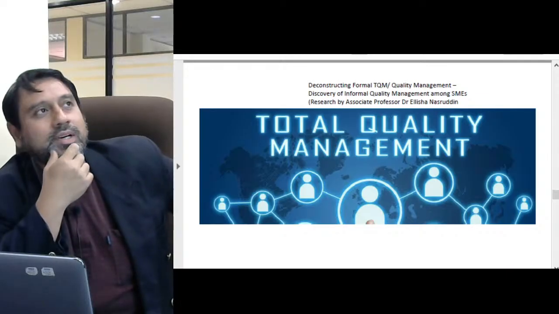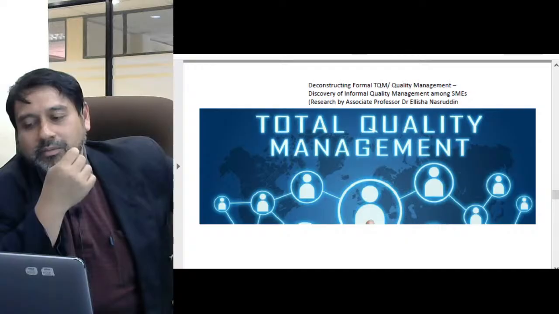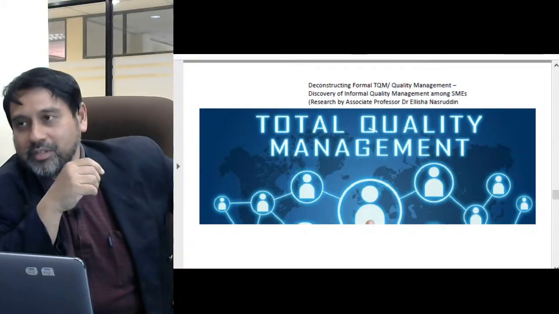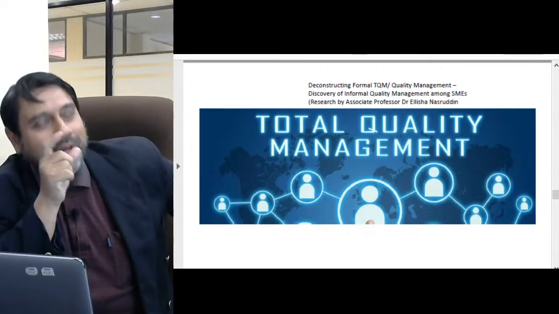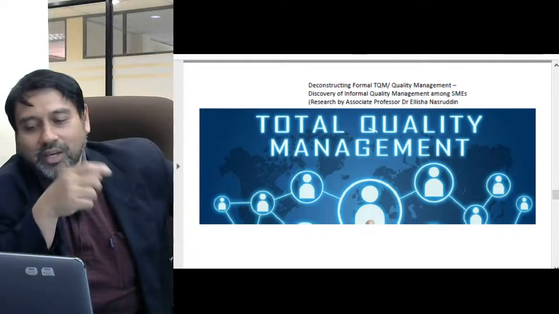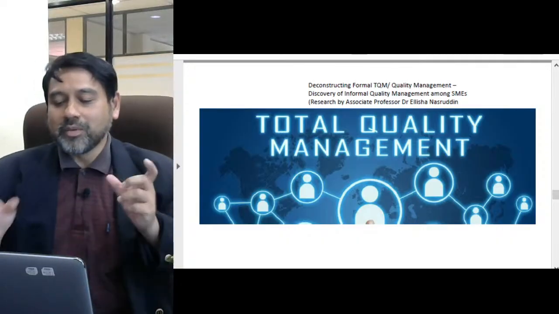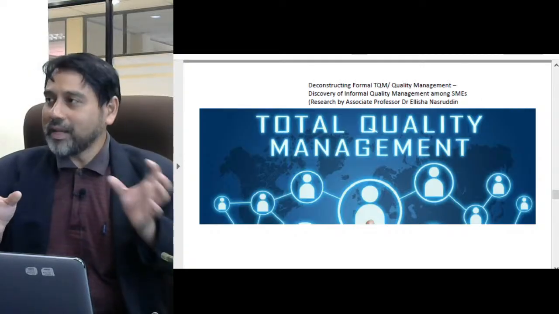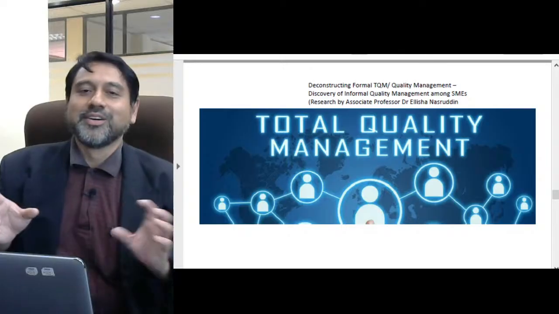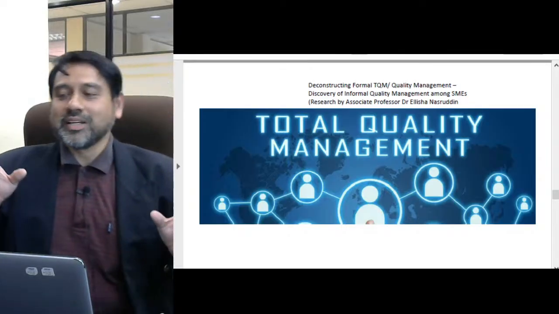And if you go back through the 7 qualitative research types, there's historical, next one. Okay, this is an exciting work done by Associate Professor Dr. Alicia Nasruddin. She carried out various case studies of SMEs, small medium-sized enterprises, looking at quality management, deconstructing formal TQM, deconstructing quality management. And through her case studies, when she compared among many different SMEs, she sees that there's a pattern of quality management that is quite different from formal quality management.